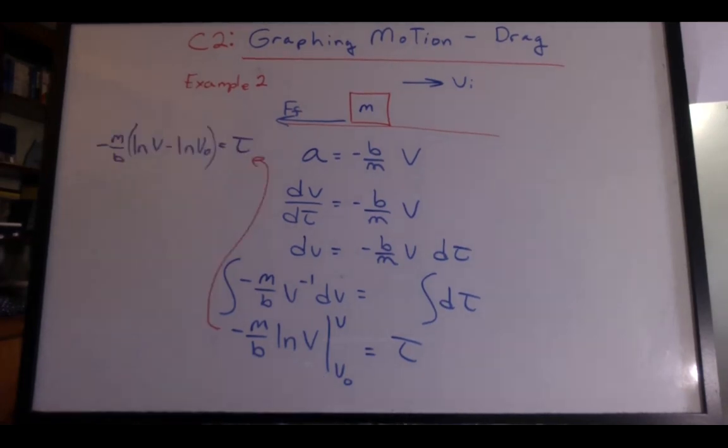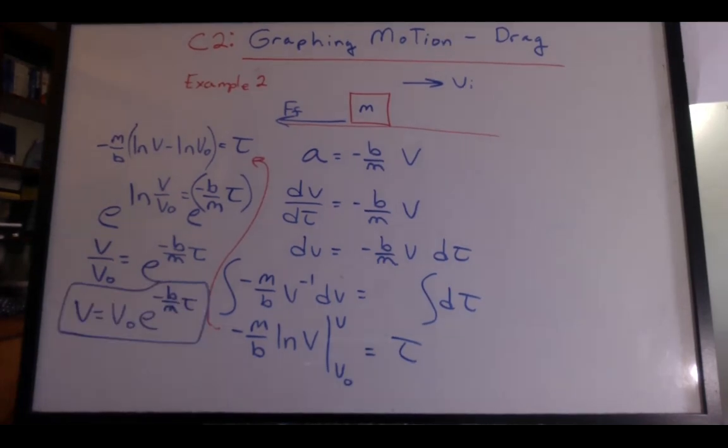Plugging in our limits, we have the natural log of the velocity minus the natural log of the initial velocity, which is the same thing as dividing. And now we have to eliminate the natural log so we can solve for the velocity. I'll bring the constants over, use e as a base, which cancels out the natural log. And this will give me a formula for velocity as a function of time. You might recognize this as exponential decay.